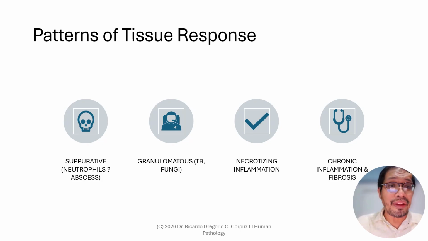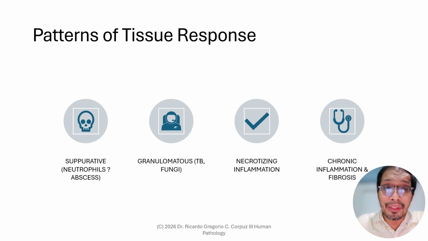Chronic inflammation and fibrosis: persistent infection can lead to long-standing inflammation, tissue remodeling, and scarring. Chronic viral infections like hepatitis B or C lead to fibrosis and cirrhosis. Parasitic infections and some fungal diseases cause prolonged immune activation and collagen deposition. Fibrosis represents the body's attempt to repair damage but can lead to loss of organ function.